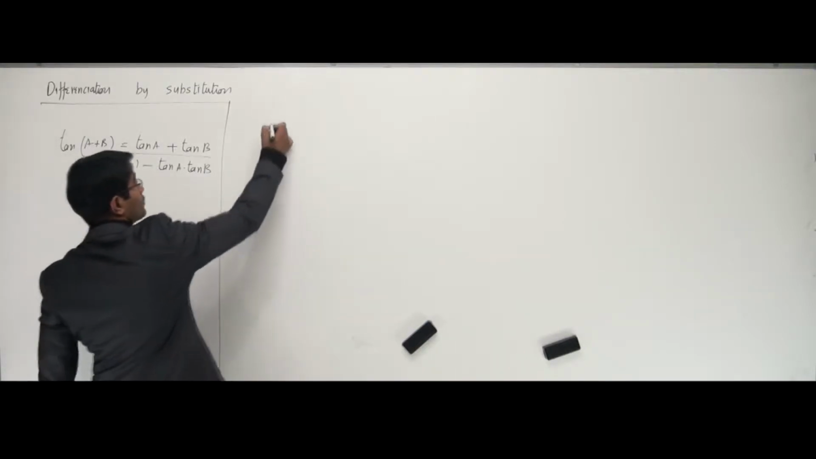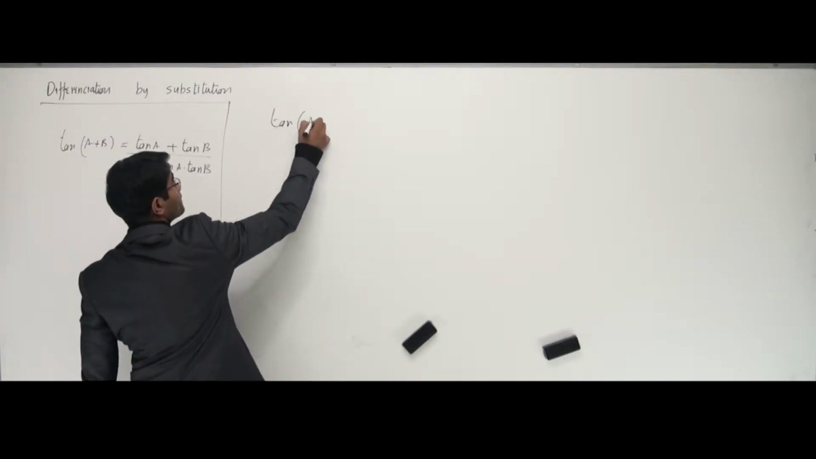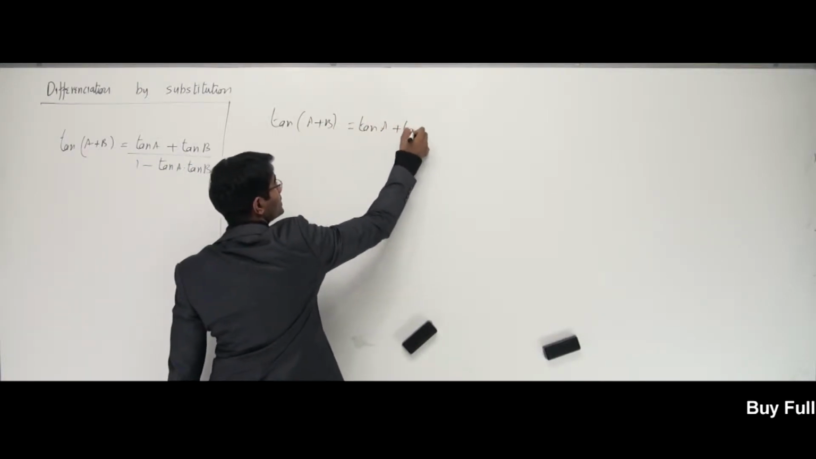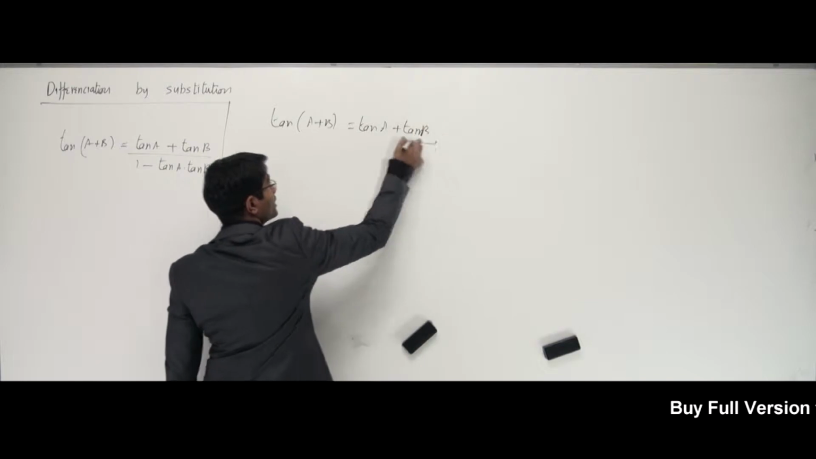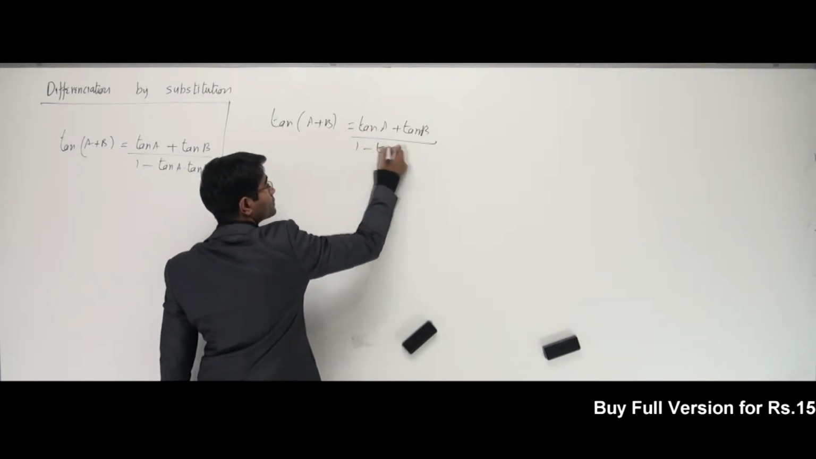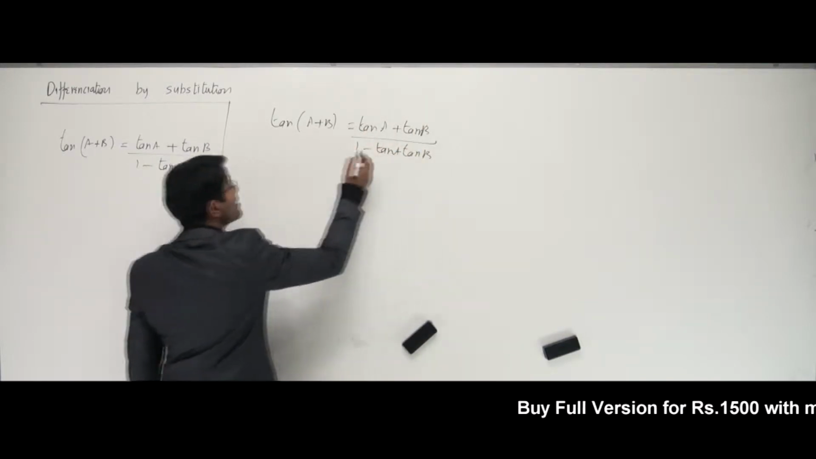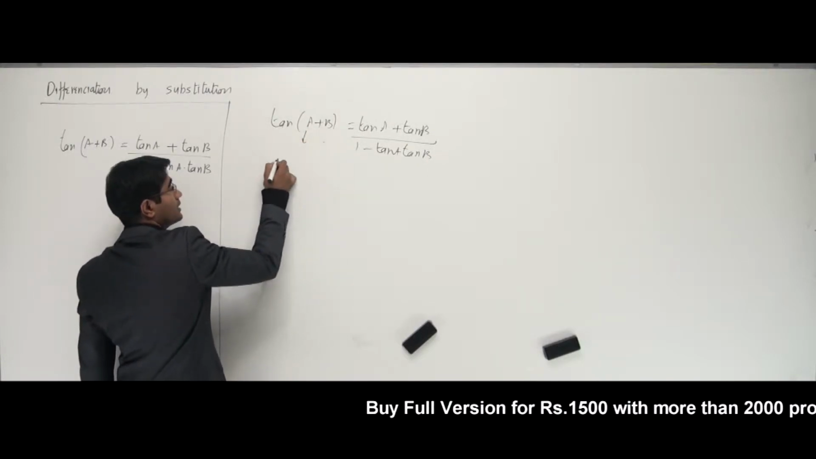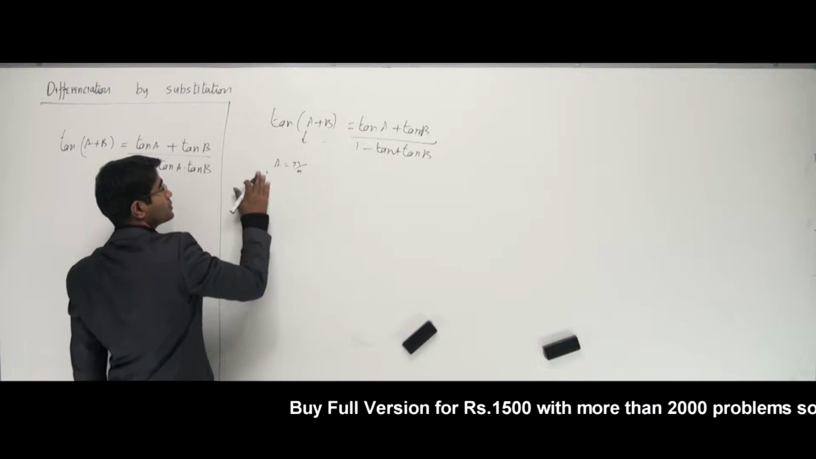All right, let me just write this formula once again. Tan of a plus b is tan of a plus tan of b by 1 minus tan a tan b. Okay, now let us just make a little bit of changes. Let me write a as, let's say, a as pi by 4. See what happens to my problem.